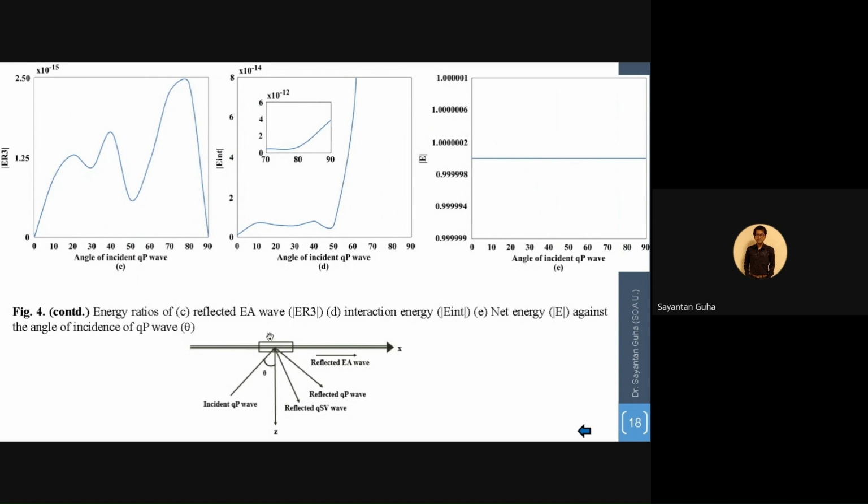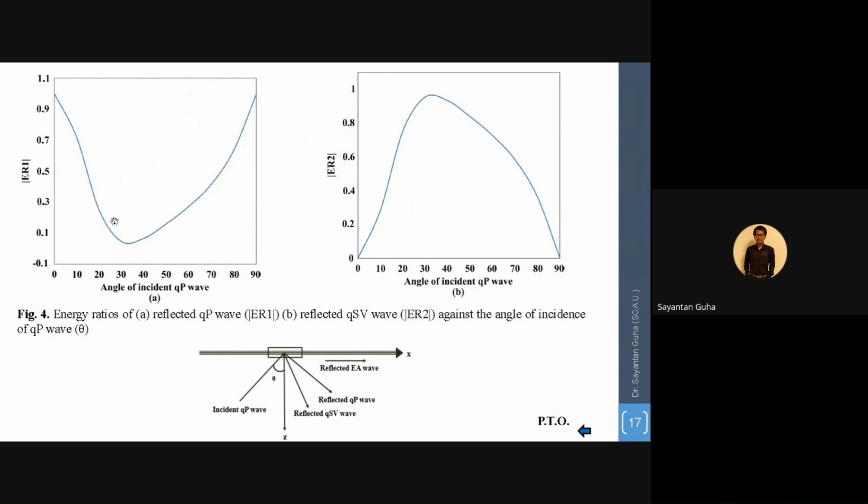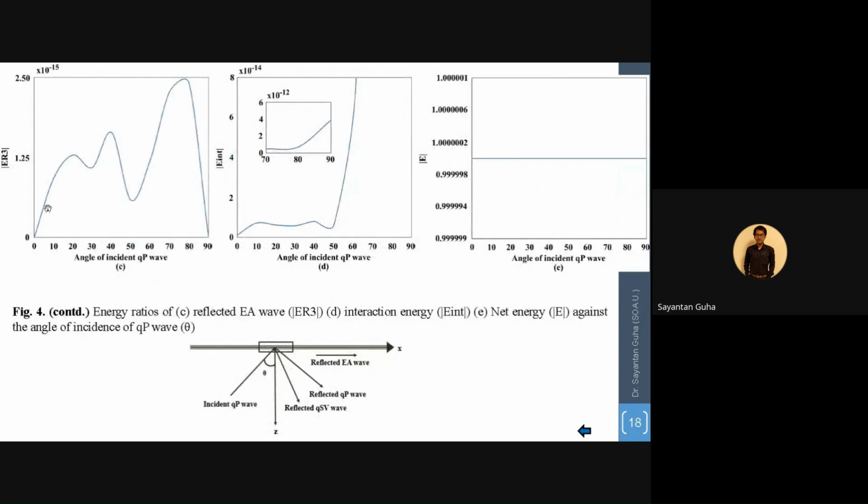Now, at this point, the waves are also interacting with each other, and the energy of interaction has order of magnitude 10 power minus 14, which is also quite negligible. Now, finally, what I've done is, for all values of angle of incidence, I have found the sum of the energy ratios of the reflected QP wave, reflected QSV wave, reflected EA wave, and the interaction energy ratio up to 7 decimal places for accuracy, and I have found that the net energy is equal to 1. So actually the energy is remaining conserved in this study considering an incident QP wave.